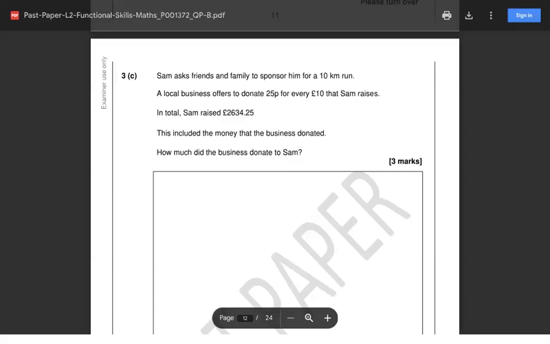So for a local run, in total, Sam raised this. This included the money the business donated. So how much did the business donate? The first thing is, for every £10 they donate 25p, so we just divide: 2,634.25 divided by 10.25. That gives you 257. Then 257 times 0.25 gives you 64.25.